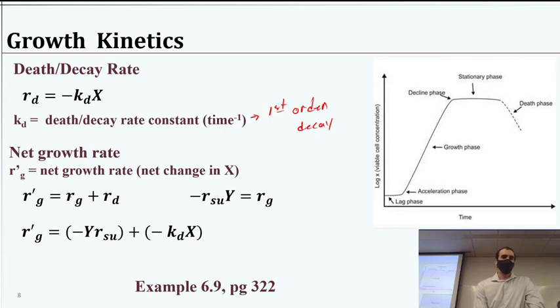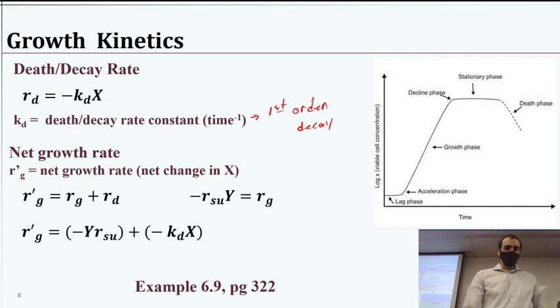We can also, instead of using RG, put in that substitution, because we know RG from that previous slide is equal to negative RSU, that negative substrate utilization rate, times the yield coefficient. Okay, so I'm rearranging this on purpose because if we do it this way, it can become easier to work with the units. We don't have to at this moment, but I want you to see that this process may be helpful, swapping in or swapping out terms like that. Okay, so we can define R of G then as negative Y RSU plus this negative KDX.